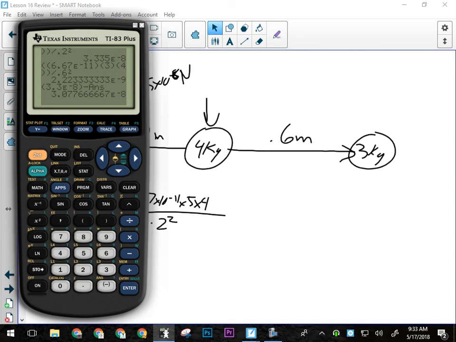Our net force is 3.1 times 10. Actually, it would just be 3 because I only have one significant figure in this question. Okay, it would be 3 times 10 to the negative 8 newtons left, or towards the 5 kilogram mass.